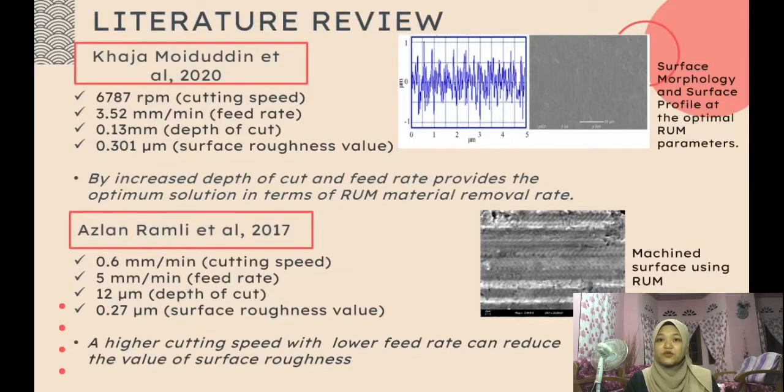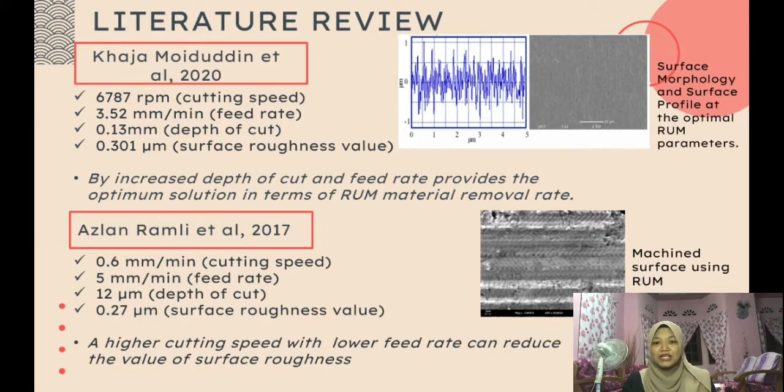So now let's move on to the literature review. Here I have a few journals. The first journal is from Kajamoy Ding and others, published in 2020. This research was about micro pockets on alumina bioceramic done using rotary ultrasonic machining. The findings from this journal are that increased depth of cut and feed rate provide the optimal solution in terms of RUM material removal rate.